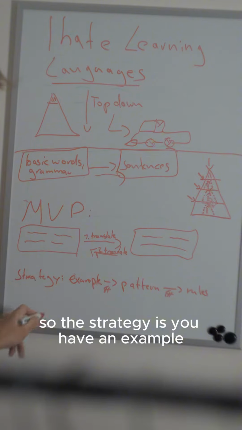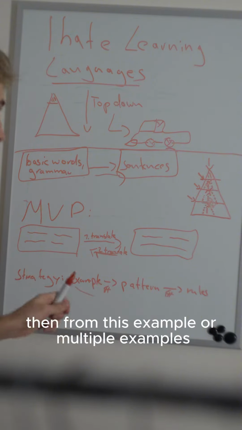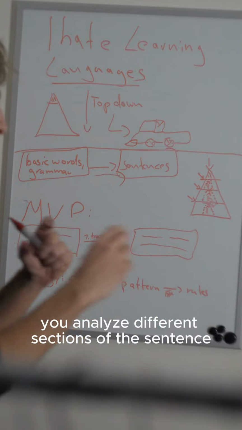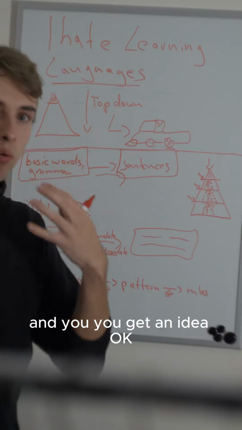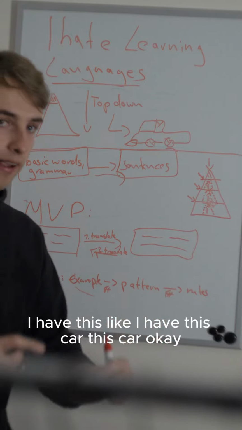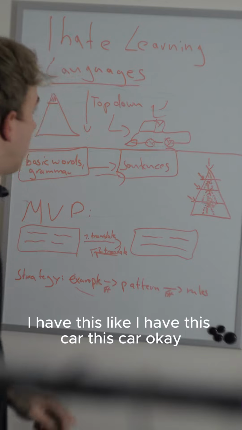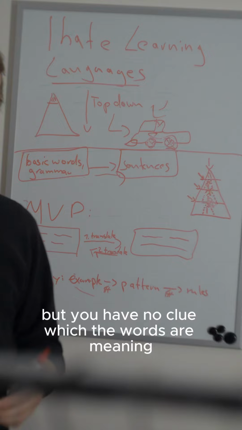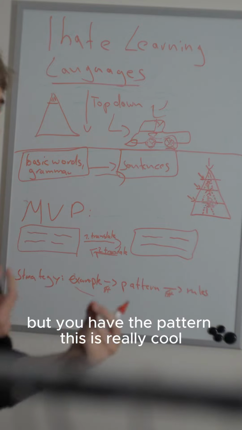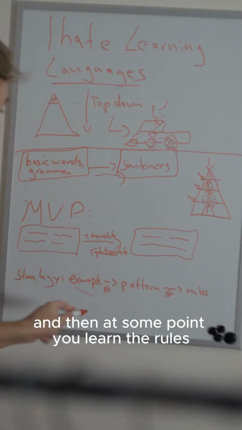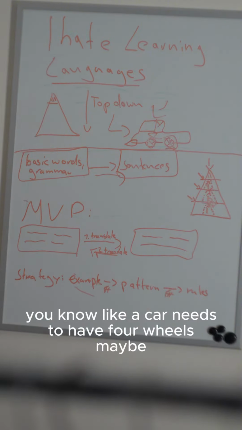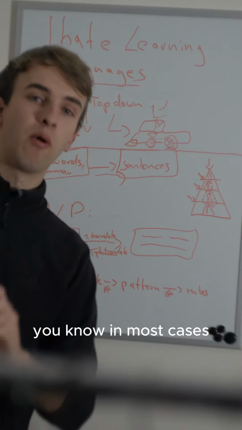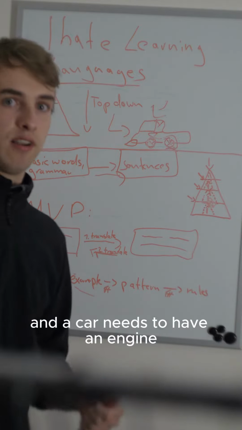So the strategy is you have an example. Then from this example or multiple examples, you create patterns, you analyze different sections of the sentence and you get an idea of what it means. I have this car. Okay, I know this is the wheel, this is the wheel too, this is the engine, but you have no clue what the words mean, but you have the pattern. This is really cool. And then at some point you learn the words, because you know a car needs to have 4 wheels. Maybe, but in most cases. And a car needs to have an engine. There are different engines.